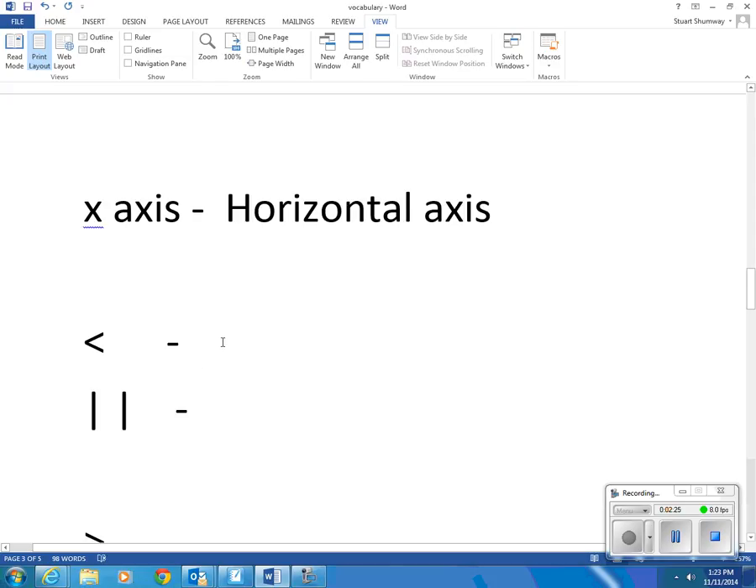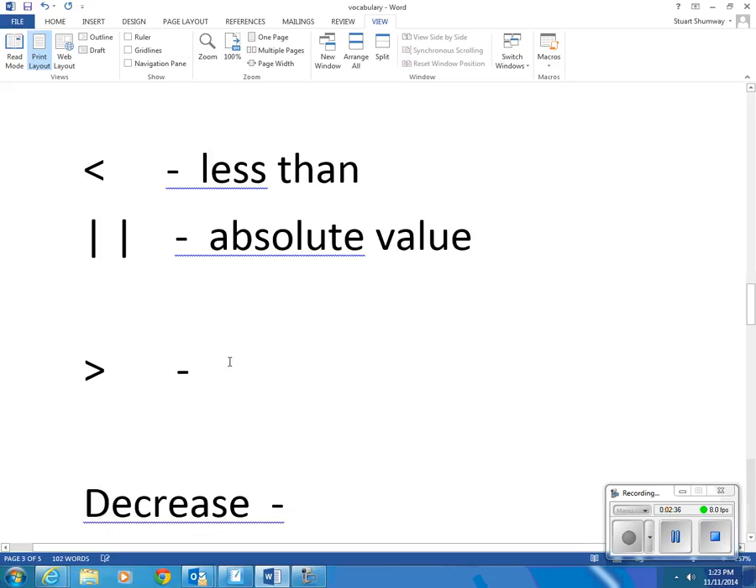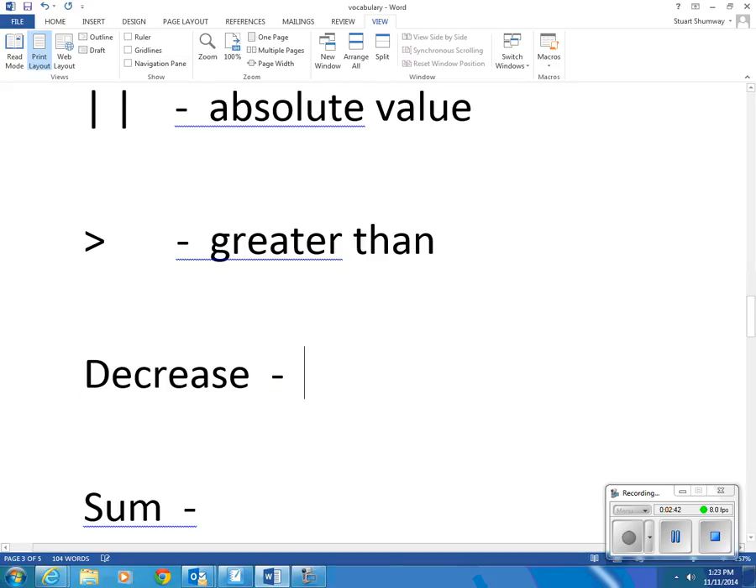That symbol means less than. This symbol means absolute value. This symbol means greater than. Decrease. For numbers, that means to get smaller.